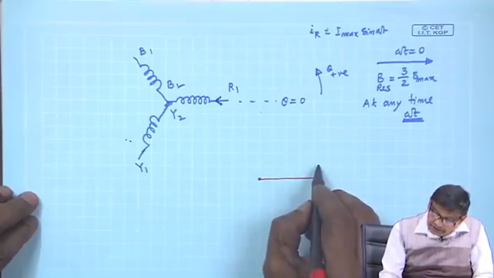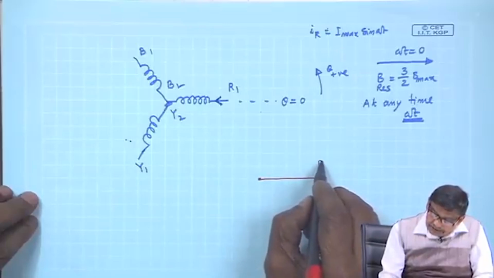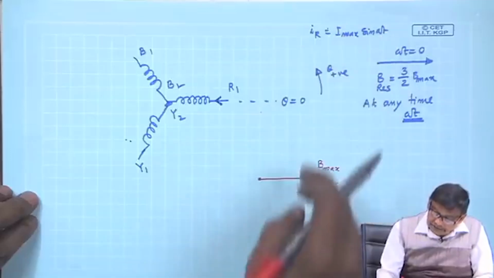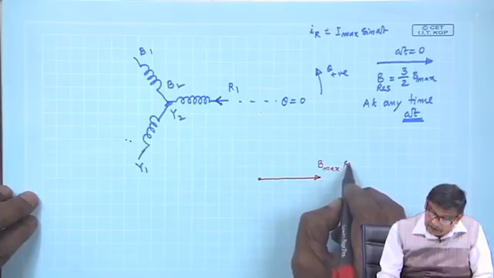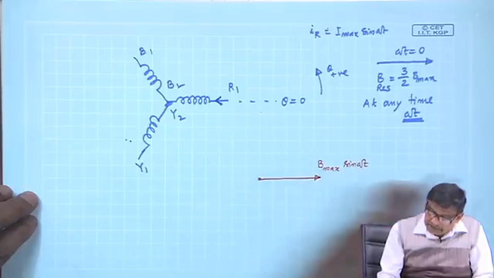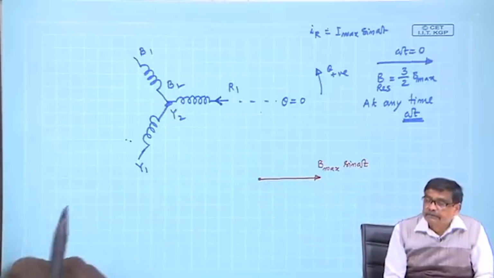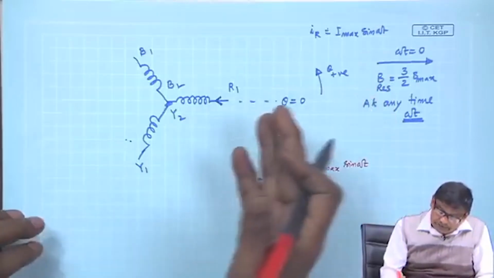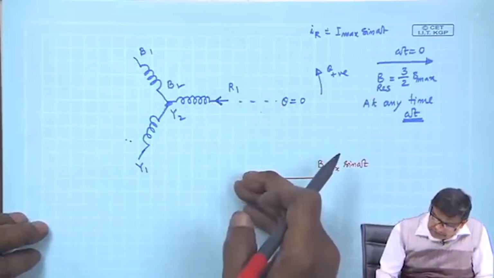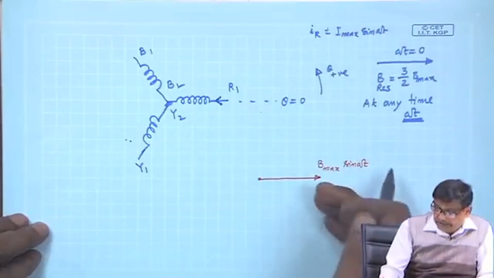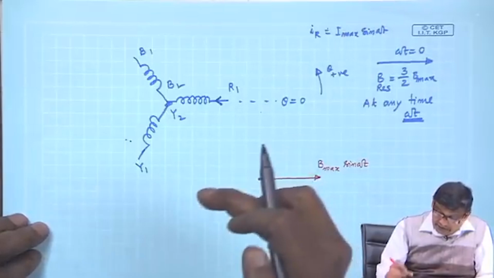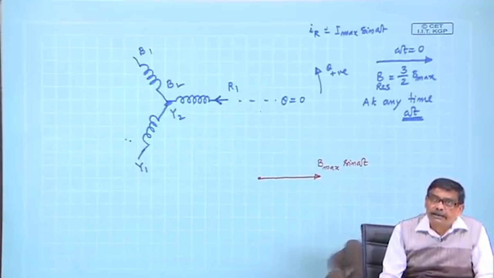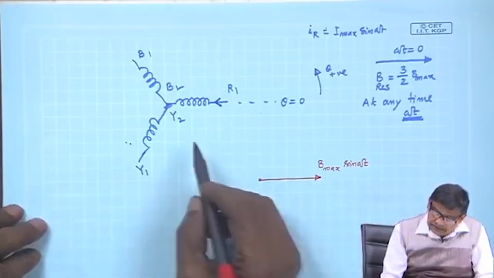In this direction only, and the strength of the field is B max, because I max is there, B max into sin omega t. This will be the strength of the field along this line. Okay, at some omega t it may become negative, so negative vector of this. So, the equation will take care of this oscillation, whether it is this way or that way. That sin omega t term will take care of that. At any arbitrary time t, this is absolutely correct.